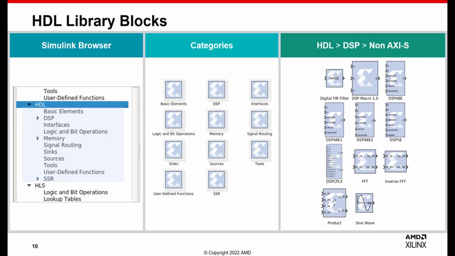You can see here on the left HDL library under Xilinx toolbox. In the middle, you will find the categories available under the HDL library. And finally, you can see the various functions that are available under DSP non-axis stream.